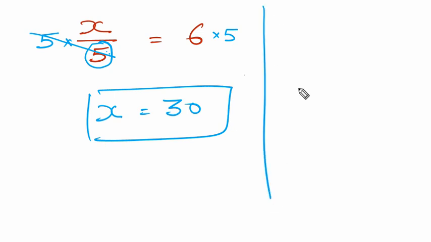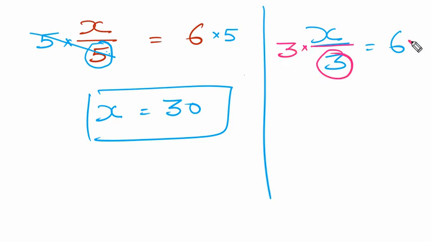Okay, let's try one more example. Let's say x over 3 is equal 6. Now what should I do here? Since x is divided by 3, I will multiply by 3 both sides. So 3 and 3 cancel, x is equal 18, right?